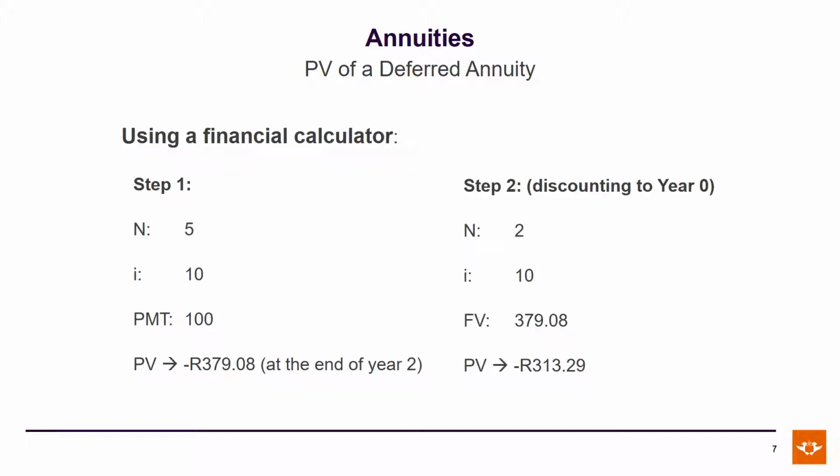Using the financial calculator, we would also do this in 2 steps. In step 1, we would discount the 5-year annuity with n equal to 5, I/Y equal to 10, PMT is 100 to get a present value of 379 Rand and 8 cents. But this value would be applicable at the end of year 2. The second step would be to discount that value back to year 0. And here we would set n equal to 2, I/Y equal to 10. And our future value would now be 379.08, giving us a present value of 313.29.